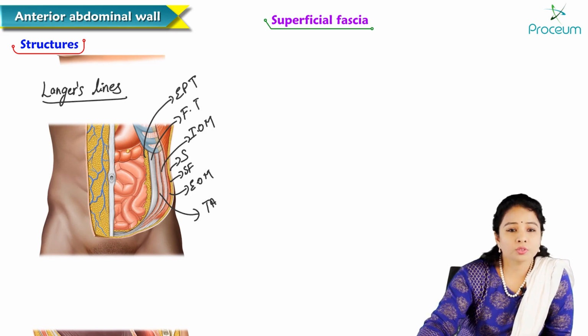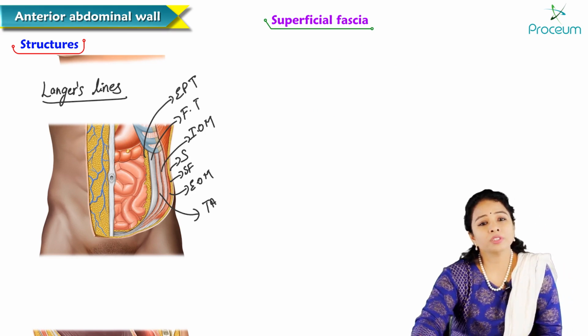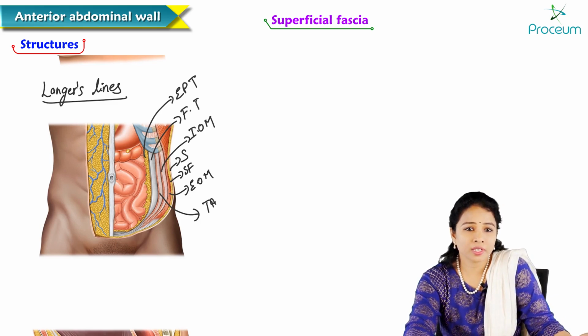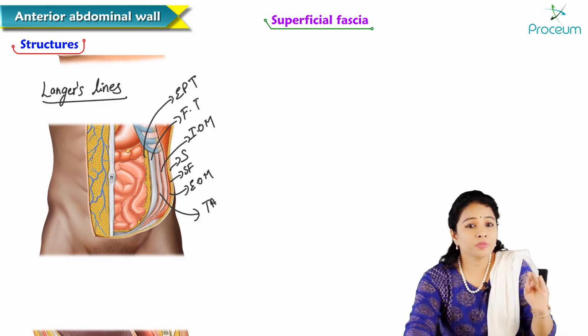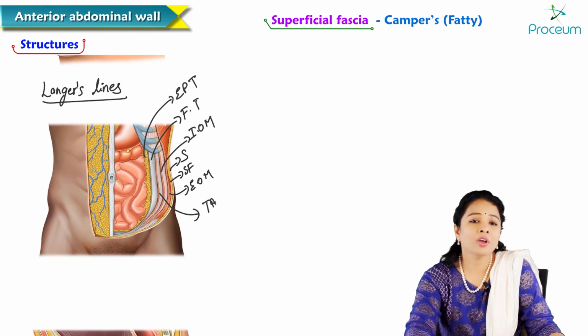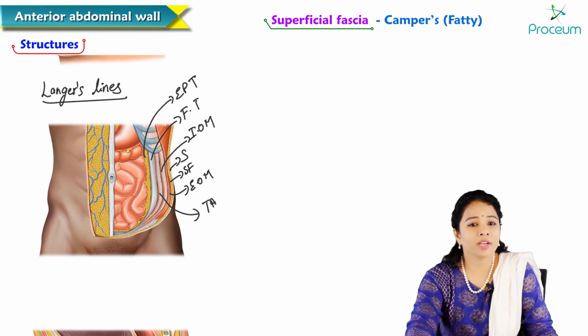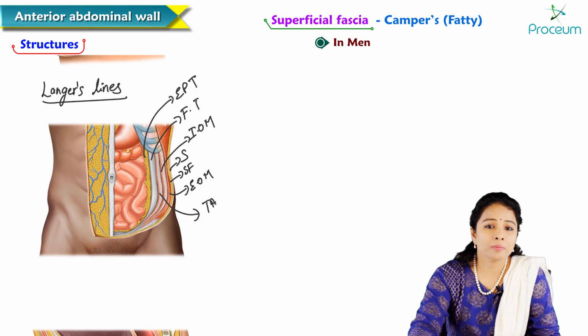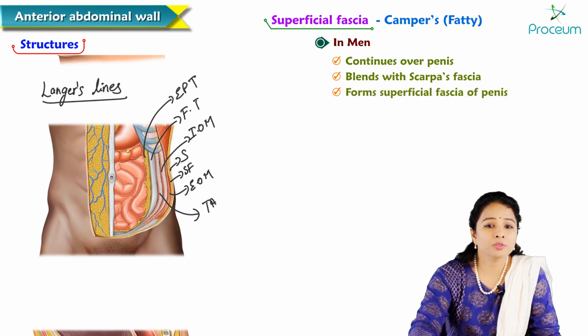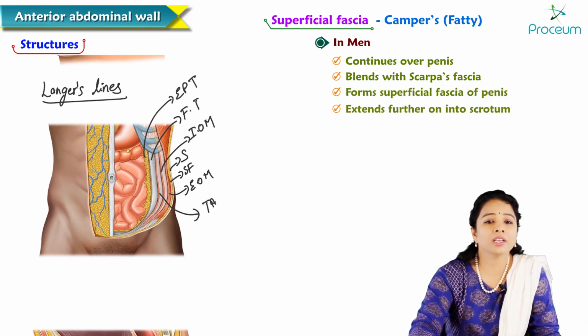The next comes the superficial fascia. The superficial fascia in the abdomen is again divided into two layers. The superficial layer of the superficial fascia is the fascia of Camper or Camper's fascia, which is a fatty layer. In men, the Camper's fascia continues over the penis and blends with the Scarpa's fascia and forms the superficial fascia of penis. And this fascia extends further on into the scrotum.